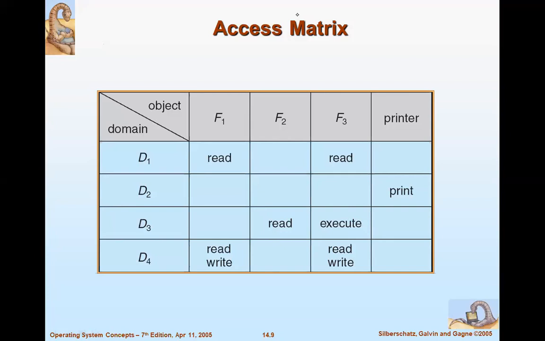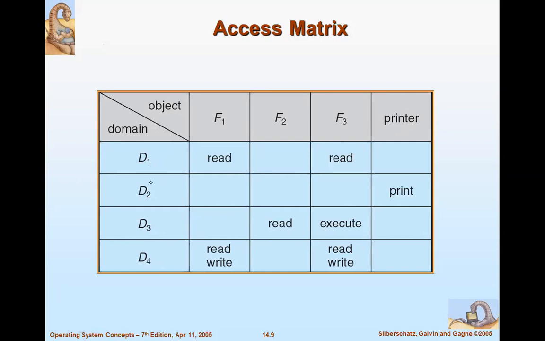Yeah, so objects and domains are given over here. You can see what objects you have. So you have the objects F1, F2, and F3. And similarly, the fourth object is the printer object. While in domains, we have D1, D2, D3, and D4. So in domain 1, we have access to object F1 and object F3. And with these two objects, we can only perform the read operation.